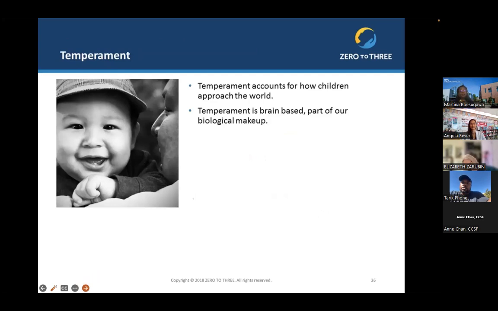The other thing that's important that affects behavior is temperament. One of the things about temperament is that it's brain-based, and it's part of our biological makeup. One of the questions they ask is, can temperament be affected by our environment? Yes, it can, because it is brain-based. Just as the architecture of the brain can be affected by experience, so can our temperament.